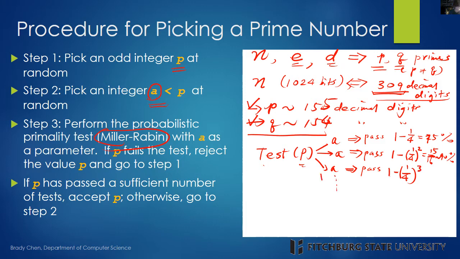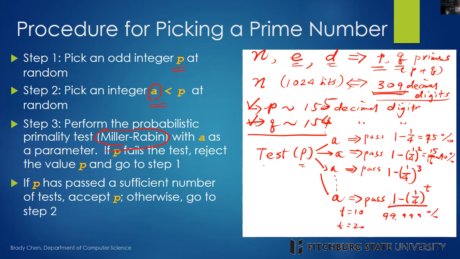So we keep doing the testing. If we test t times and pass the test each time, then it should be 1 minus 1/4 to the t. So if t is big enough and they all pass the test, then the chance that the value p is a prime number is 1 minus 1/4 to the t. Now we did the calculation that if t is 10, then the chance that this is a prime number is 99.999%, right?